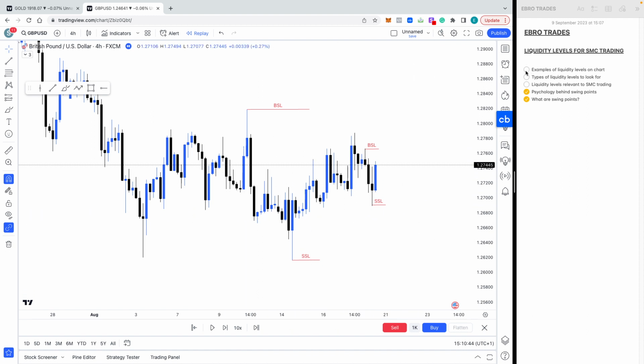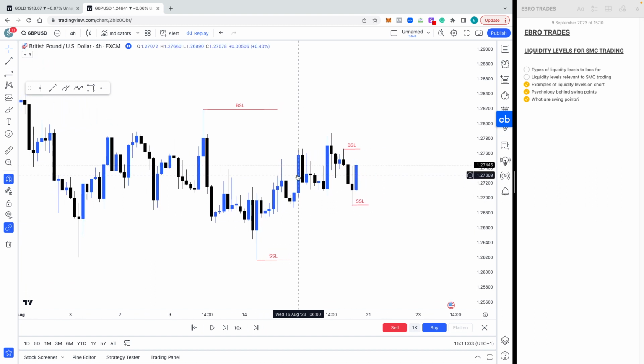Now, that covers examples of liquidity levels on the charts, how to look for them, how to find them. Now, what are the types of liquidity levels to look for? There's two types of liquidity levels that I will often look for on the charts. The first would be, as mentioned before, the prominent highs and prominent lows. And the second would be equal highs and equal lows.